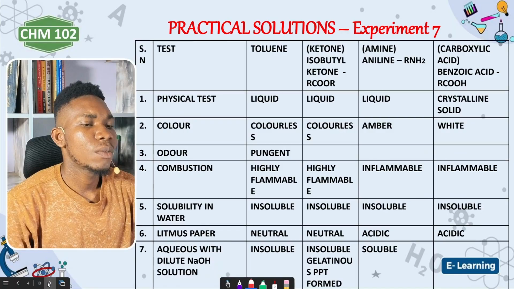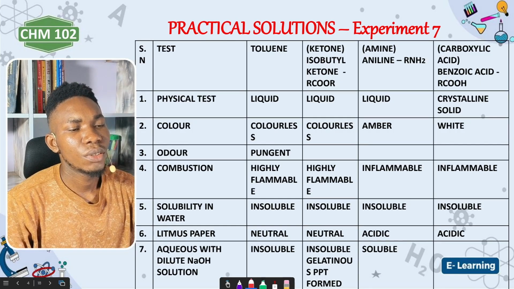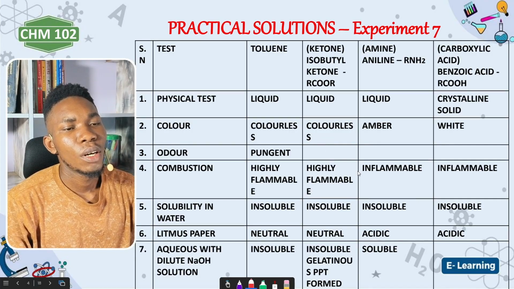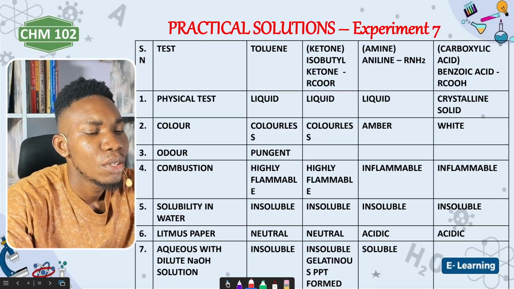And then the next one is other compounds given to you. We are given toluene, amine, carboxylic acid. All these on their combustion. Are you sure? Highly flammable, inflammable. Benzoic acid. Are you sure benzoic acid is not flammable? It's supposed to be flammable.